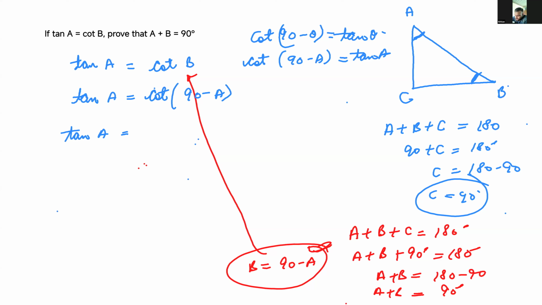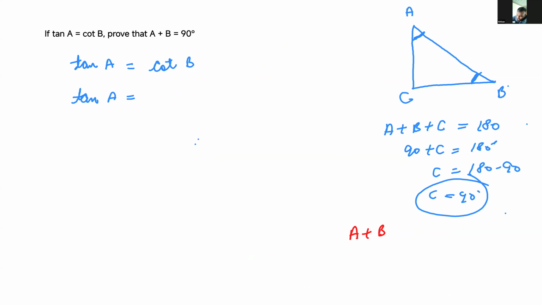Okay, some mistake I did. I mean, the process is correct, but we don't have to do this process. Okay, we'll do like here. See, cot B. Can I write it like tan? See, okay, we'll do like this.